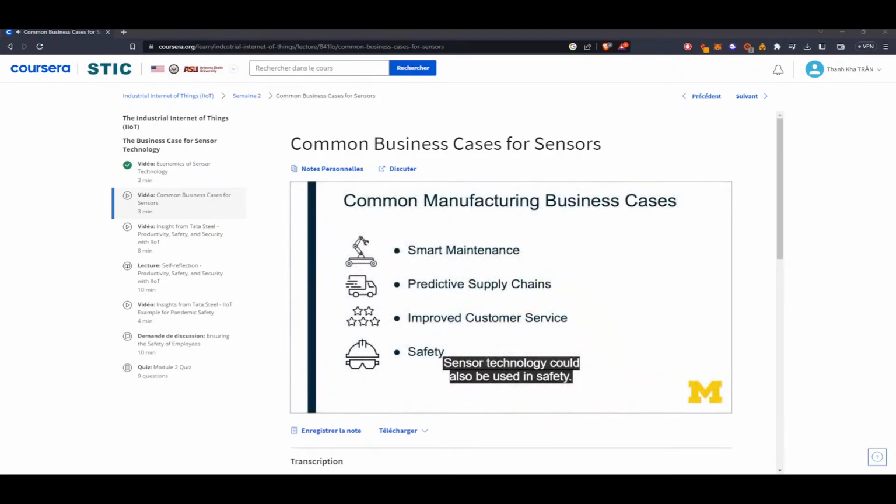Sensor technology can also be used in safety. For example, there are regions in manufacturing you want to protect. You can put sensors around them to make sure that people don't get in that area.